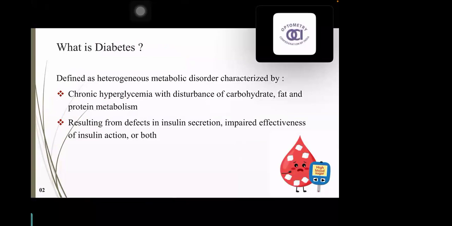Let's begin with a brief overview of what diabetes mellitus actually is. Diabetes is a heterogeneous metabolic disorder characterized by chronic hyperglycemia, meaning persistently high blood sugar levels. This happens because of problems in insulin secretion, insulin action, or both. As a result, there are disturbances in the metabolism of carbohydrates, fats, and proteins. Over time, this chronic hyperglycemia leads to structural and functional damage in many organs, especially the eyes, kidneys, nerves, and blood vessels. So, in simple terms, it is not just related to sugar, it is related to blood vessels and metabolism, and that's why we see such a wide variety of complications.